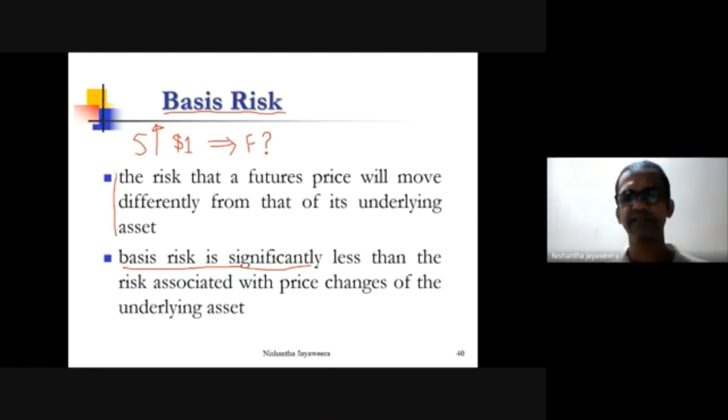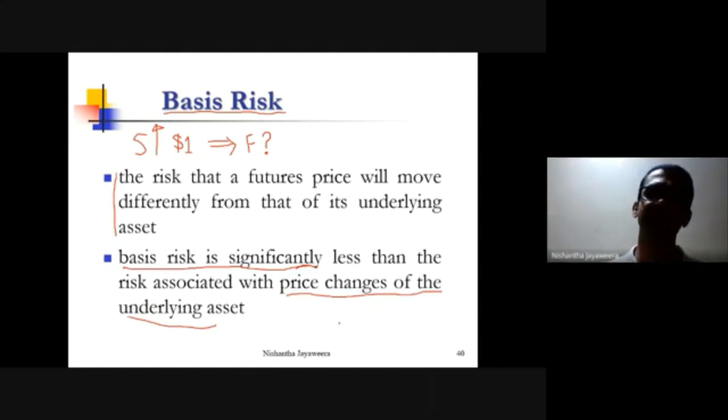But this uncertainty is less than the risk of the price changes of the underlying asset. If you say you have $1, what is the risk? The dollar rupee exchange rate changes will give you a profit or loss depending on the exchange rate. But if you have a futures, what would happen?